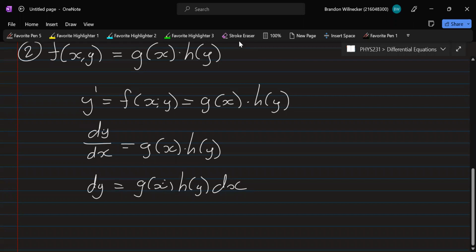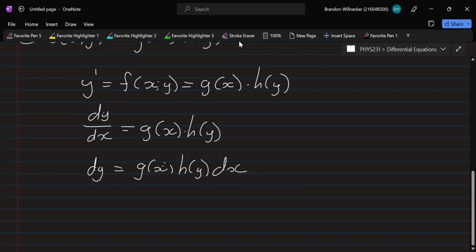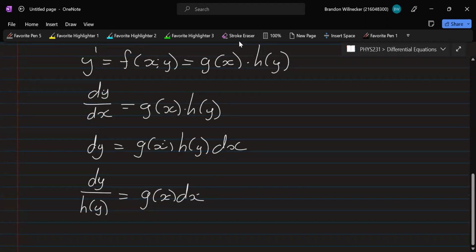But now the right-hand side is a mix of x and y. So let's take the h of y to the other side. So we have dy over h of y is equal to g of x dx. Now we see that the left-hand side has only one variable y. The right-hand side has one variable x.